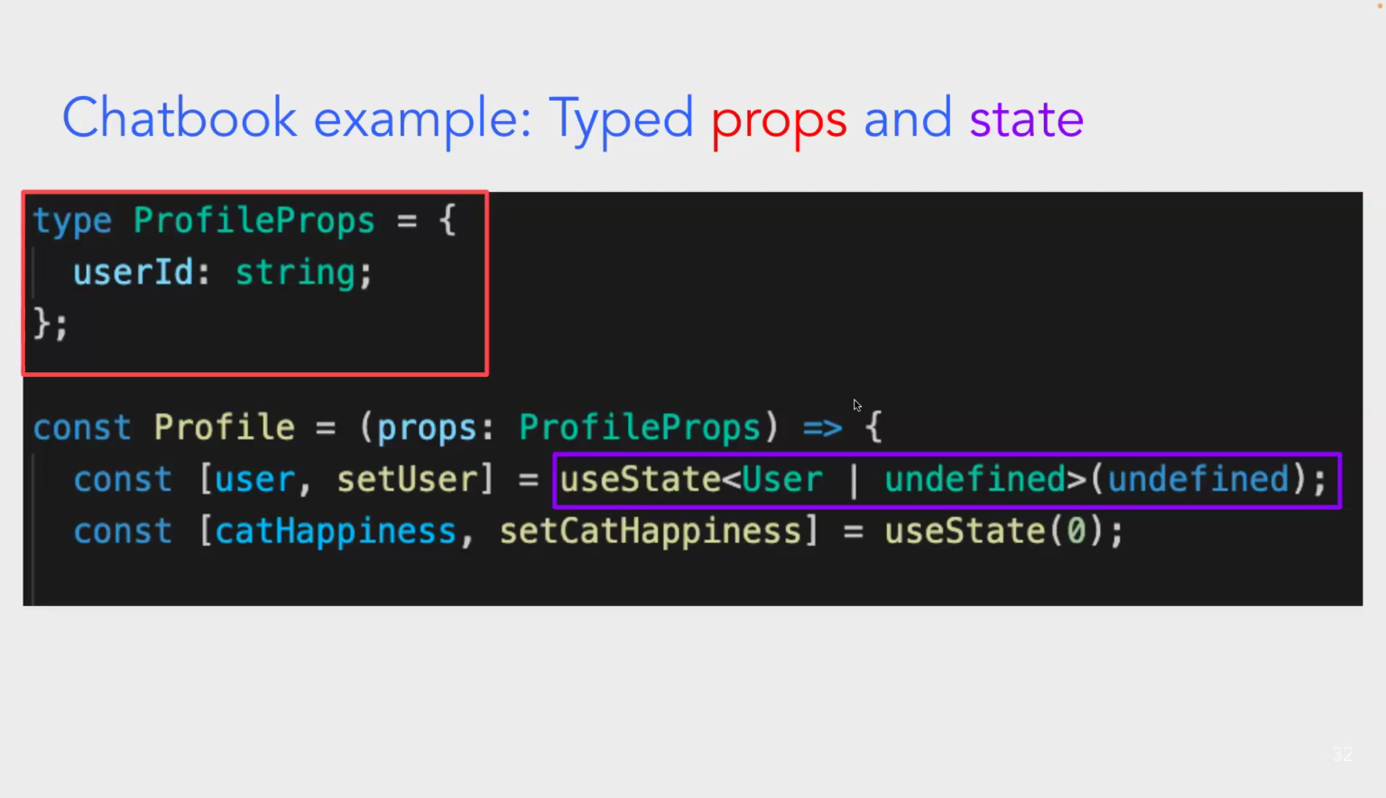And again, the same thing with state. You can define the exact type for your state variable. Because initially user is undefined, we need to tell TypeScript eventually what user will become once the state changes. So that's why we included the type User or undefined here. For cat happiness, which is initially 0, we didn't need to explicitly define the type here because it's already obvious to the TypeScript compiler that cat happiness is of type number.